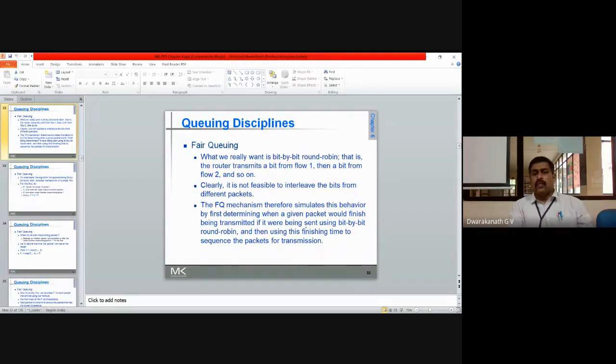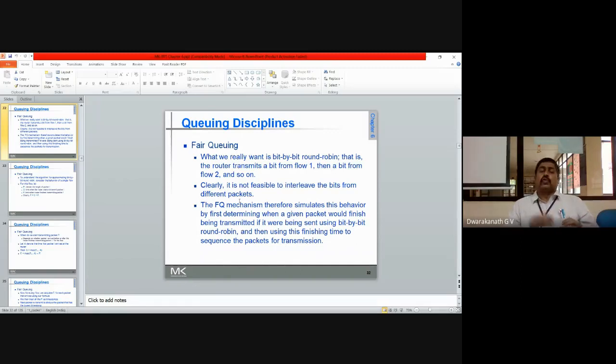Now coming to what we really want, which is bit by bit round robin. That is, the router transmits a bit from flow 1, then a bit from flow 2 and so on. Clearly it is not feasible to interleave the bits from the different packets. Now again a constraint here: it is not feasible to interleave, means you can't split the bits of a packet. I fixed the bandwidth, so the bit transmission will become a problem. Now the fair queuing mechanism therefore simulates this behavior by first determining when a given packet would finish transmitting if it were being sent using bit by bit round robin, and then using this finishing time to sequence the packets for transmission.